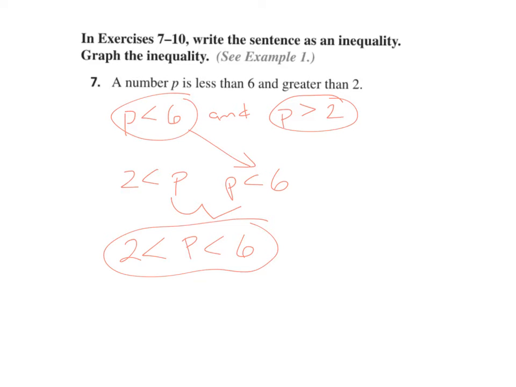I almost forgot that we need to graph this. So if we were going to graph this, let's say I have 2 here. This is going to be an open circle going in that direction. Let's say we have 6 here. This is going to be an open circle going in this direction. So everything in between the 2 open circles.